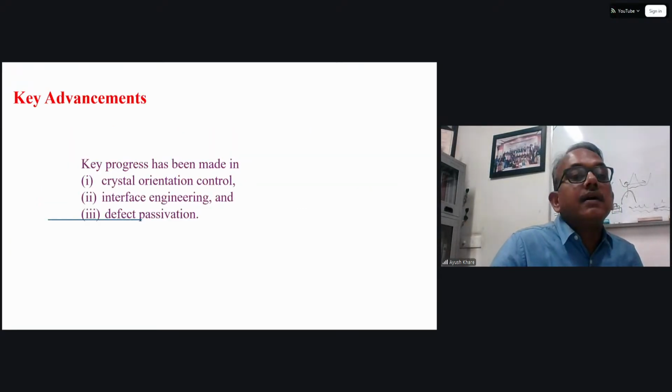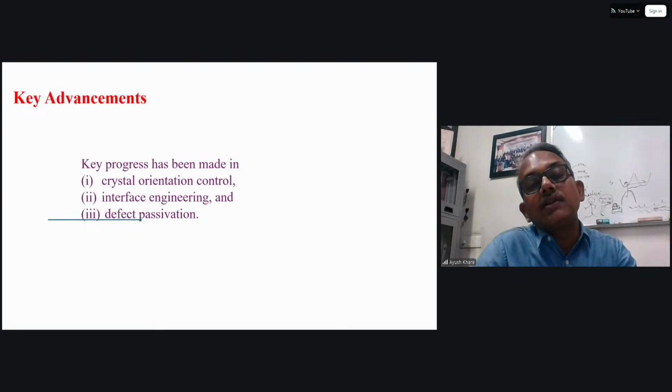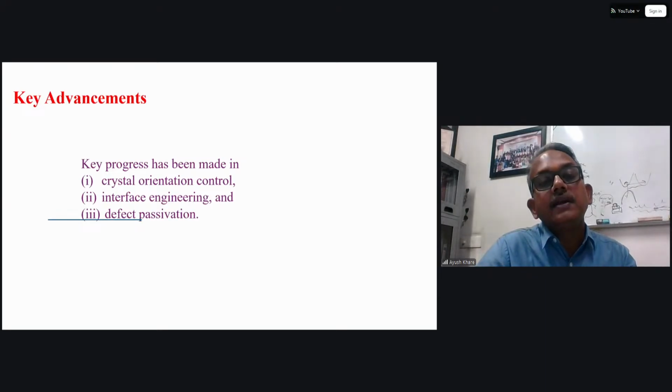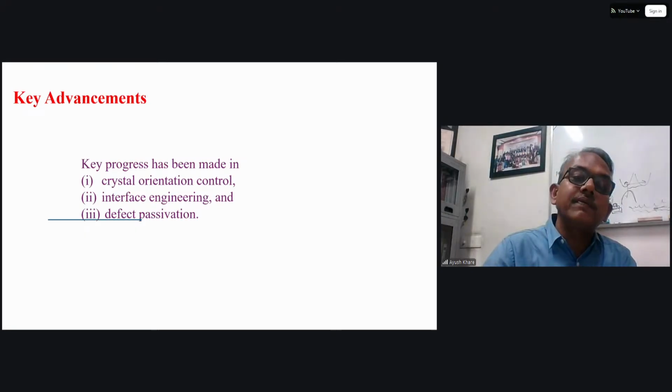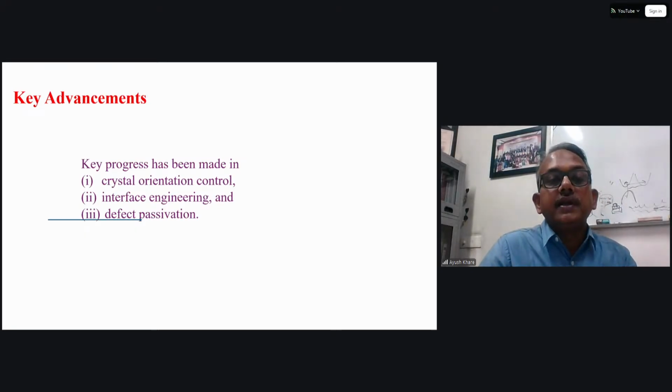So what advancement these cells have seen in the recent past is that some people have done crystal orientation control, some people have worked on interface engineering and also on defect passivation. Crystal orientation control means while treating this antimony sulfide, we have to go for synthesis of the material in a way so that the preferred orientation is dominating, right?